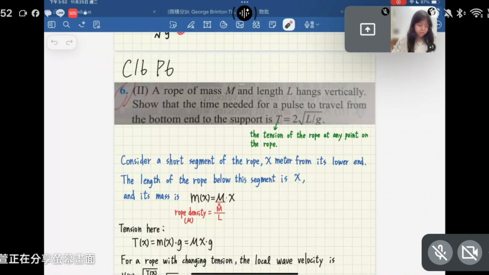Okay. Next question is chapter 16, problem 6. It says a rope of mass m and length L hangs vertically. Show that the time needed for a pulse to travel from the bottom end to the support is T equals this one.